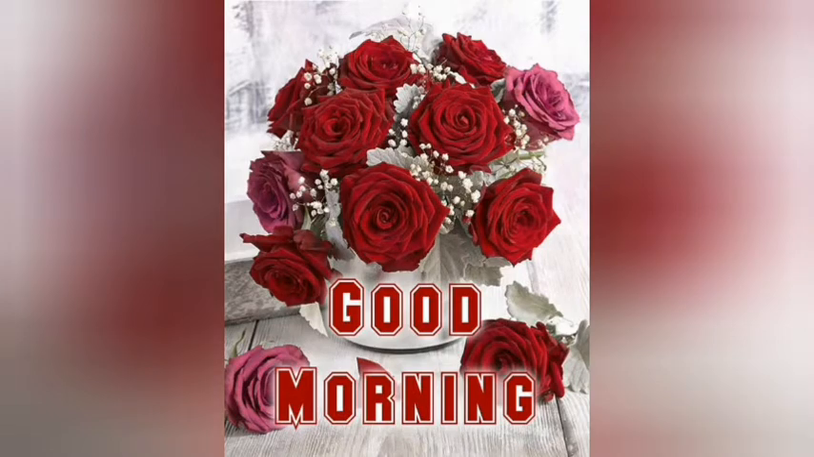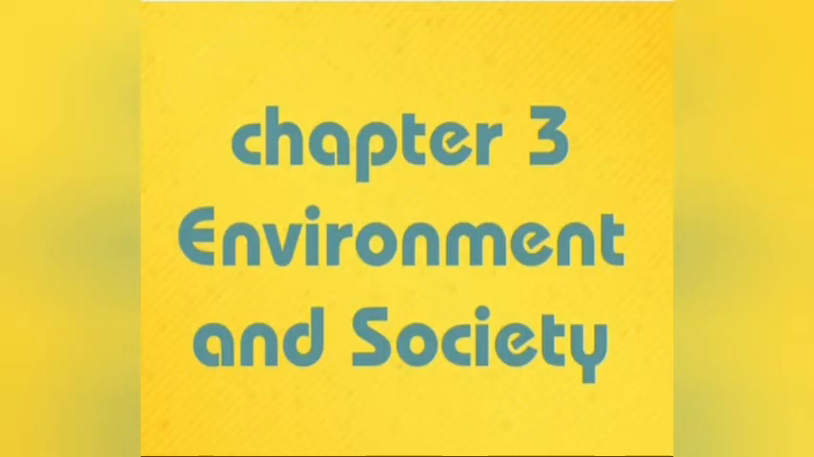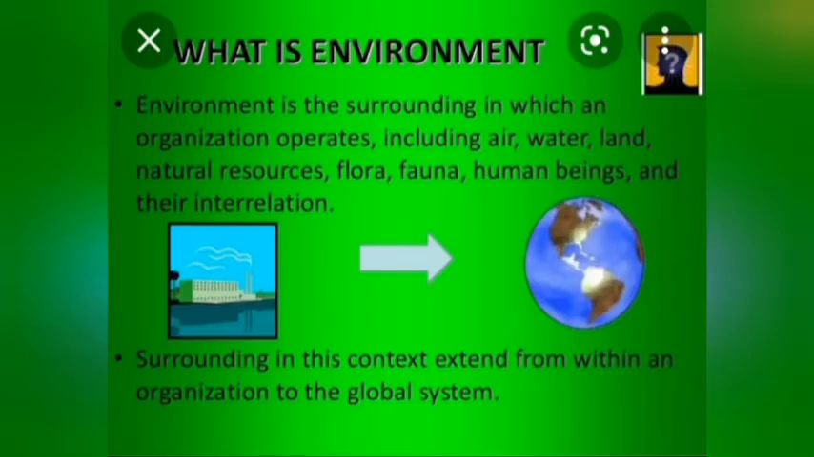Today we shall study chapter 3 about environment and society. What is environment? Environment is the surrounding in which an organization operates, including air, water, land, natural resources, flora, fauna, human beings, and their interrelation. Surrounding in this context extends from within an organization to the global system.